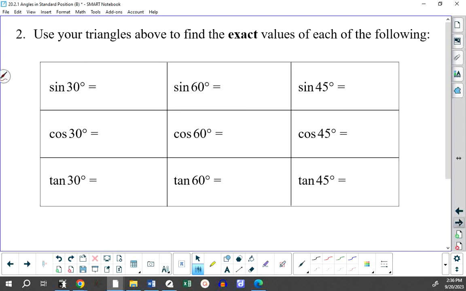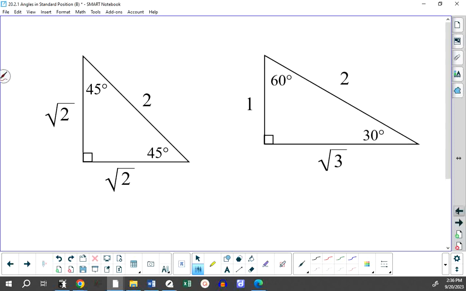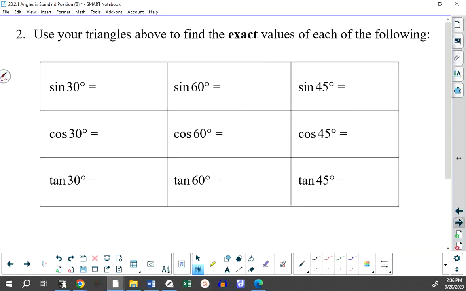So let's take a look at the question. What is the exact value of the sine of 30 without a calculator? What you do is you construct this triangle that I'm looking at here on the right. You look at the 30-degree angle, and you say sine of 30 is opposite, which is 1, over hypotenuse, which is 2. The exact value of sine of 30 degrees is 1/2. So we put that in the list.